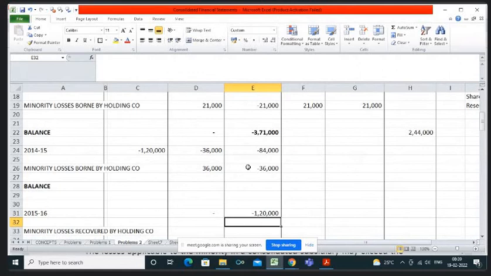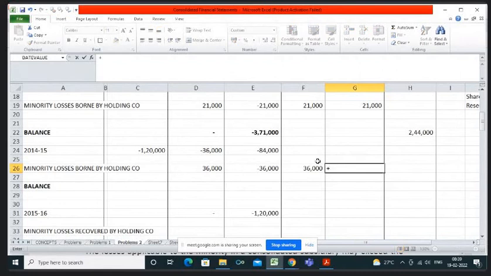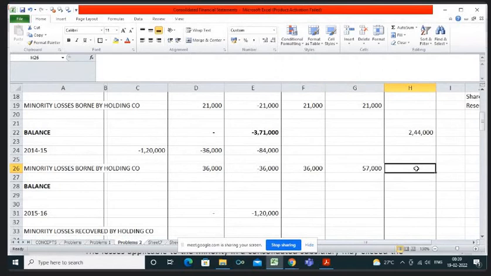minus 1,20,000. Now again, here we have to add 36,000, which is absorbed by the holding company. So the accumulated total will be 21,000 plus 36,000. 21 plus 36, it will become 57,000. Cumulative losses of minority shareholders absorbed by the holding company. Cost of control, it will not change. It will continue as 2,44,000. And we'll move on to the next year.